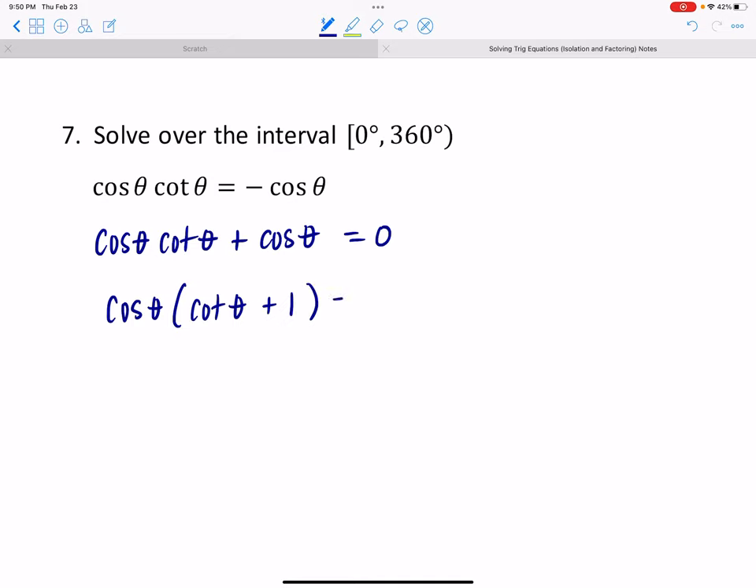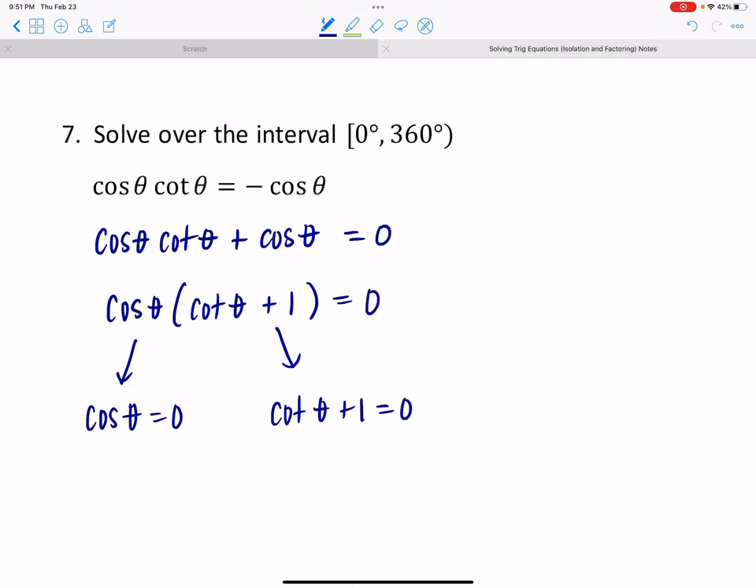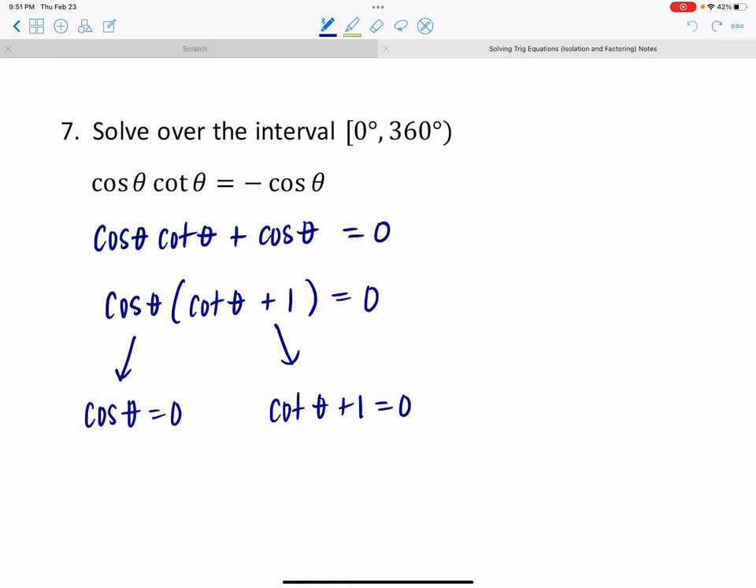Once I can get it in factored form, I'm in good shape, because if I can make each of the factors equal 0, I can make the whole equation equal 0. So I'm going to get a solution by figuring out what makes the cosine equal to 0, and I'm going to get solutions here by figuring out what makes the cotangent of theta plus 1 equal 0. Now this is just one lap around the unit circle, so we don't have to go too crazy.